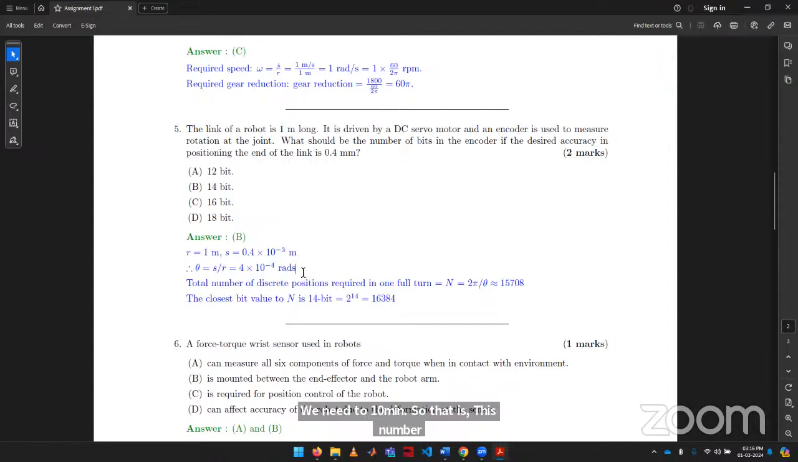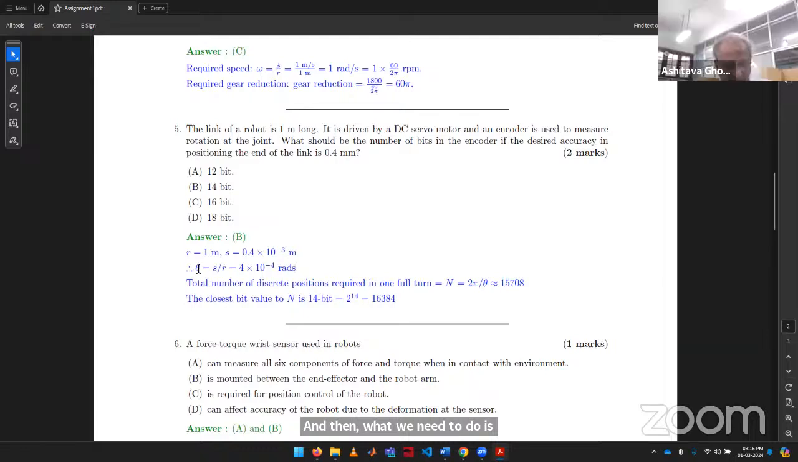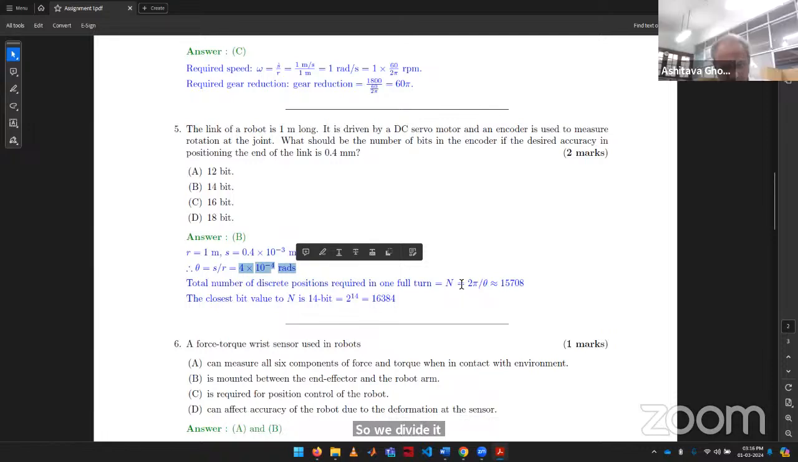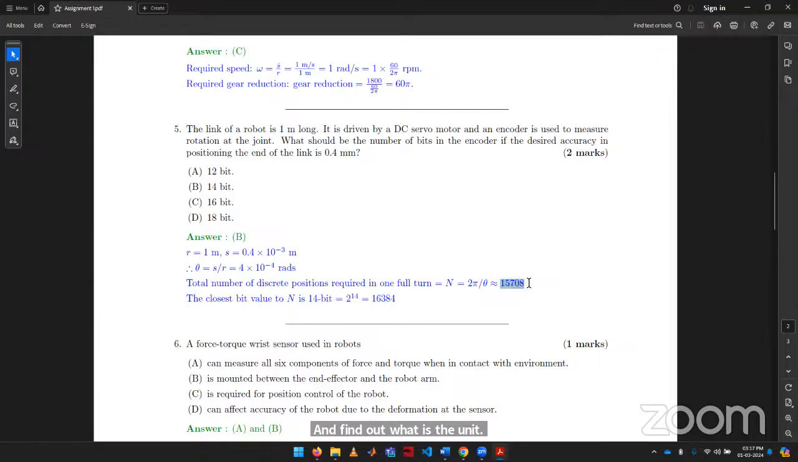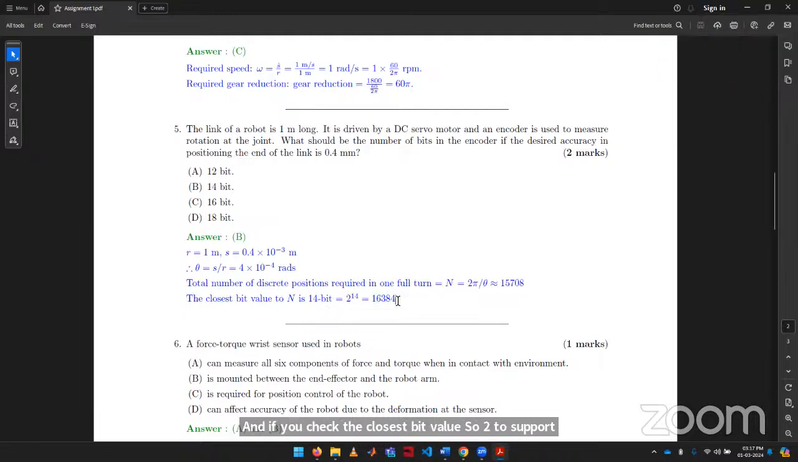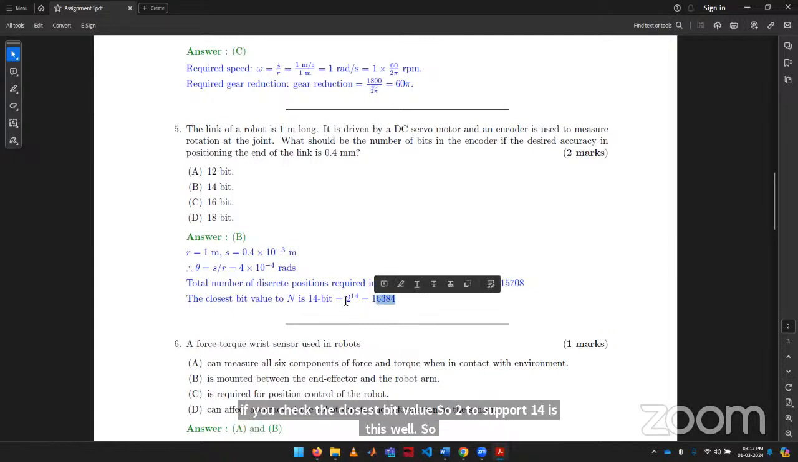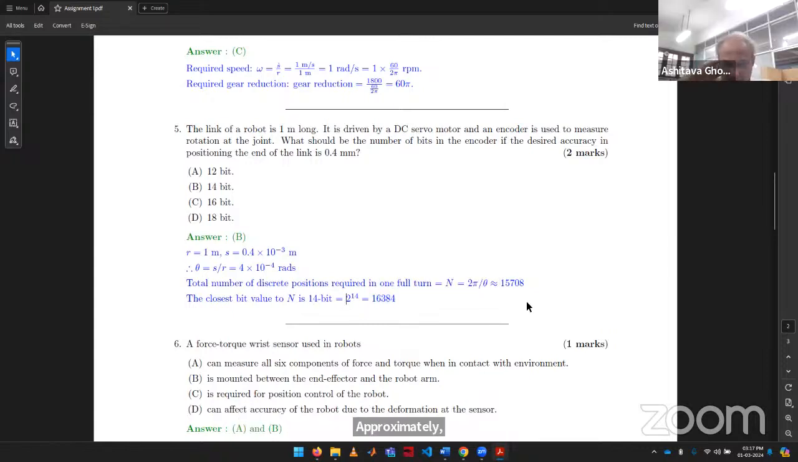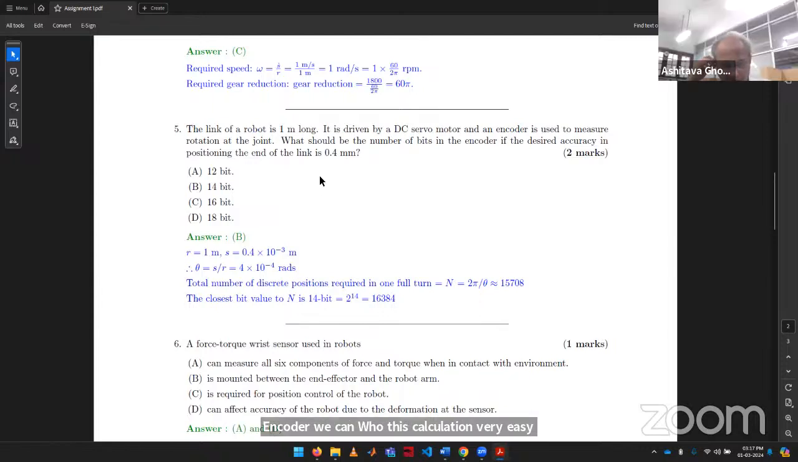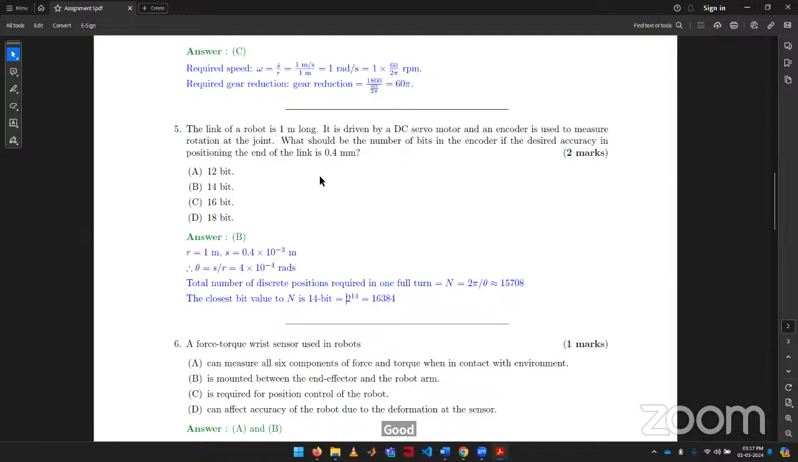And then what we need to do is, if we need a minimum of this in 2 pi radians, we divide it and find out what is the unit step we need. So it's around this value. And if you check the closest bit value, 2 to the power 14 is this value. So approximately, if we use 2 to the power 14, a 14 bit encoder, we can do this calculation very easily. So this is the minimum bit required.